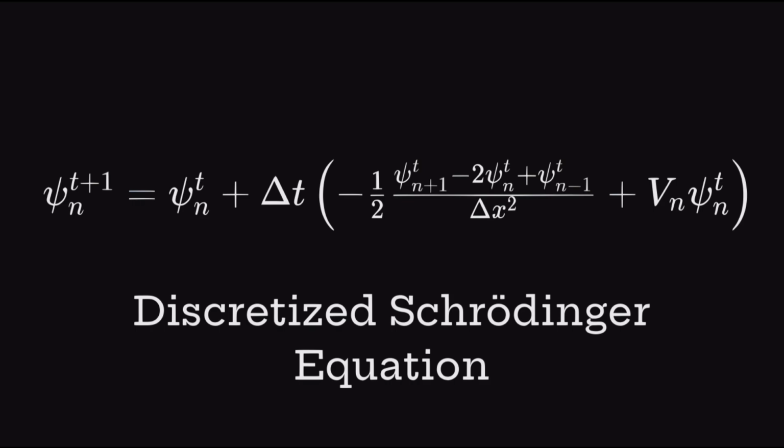Computers can't work with smooth curves, so we break the wave function into small steps in space, delta x, and time, delta t. By repeating this calculation over and over, we can simulate how a quantum particle behaves in any system. For example, in this project, we used this formula to model how an electron moves inside an infinite potential well, visualizing both its wave function and probability density over time.